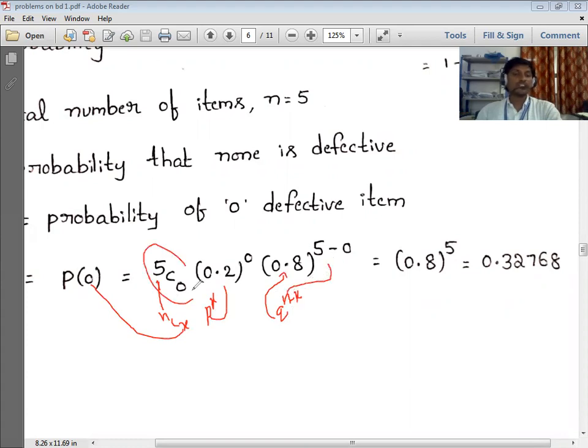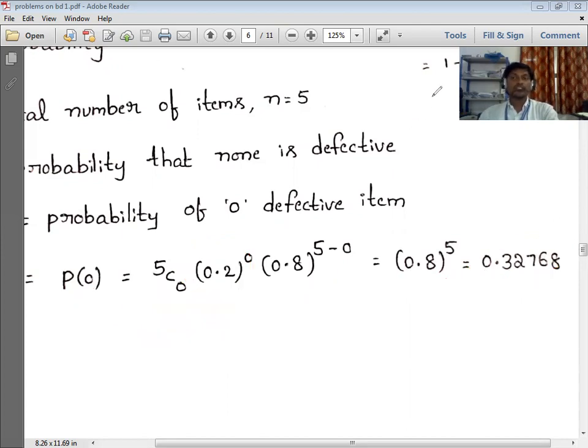So 5C0 is 1, and 0.2 to the power 0 is 1, anything to the power 0 is 1, and 0.8 to the power 5, so this is equal to 0.32768. So it means the chance of having no defective items among what we selected is 0.32768. Okay, next, in the same way, next one.